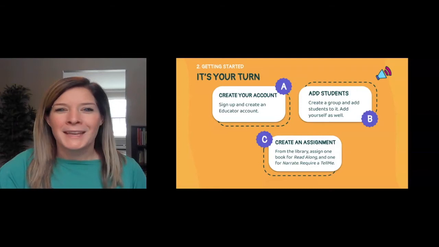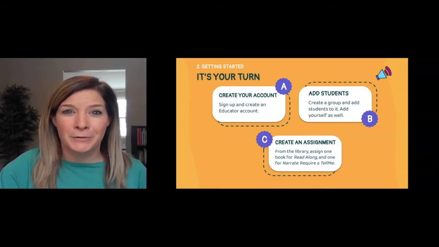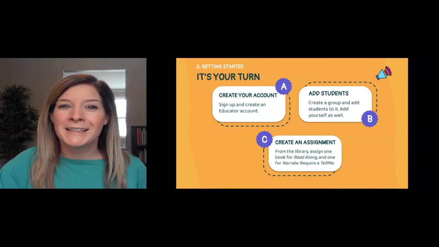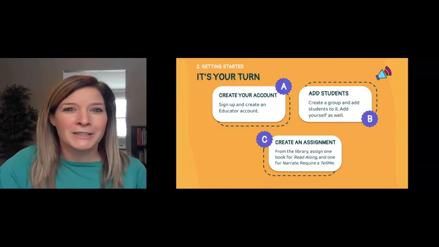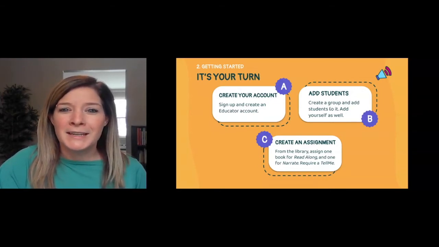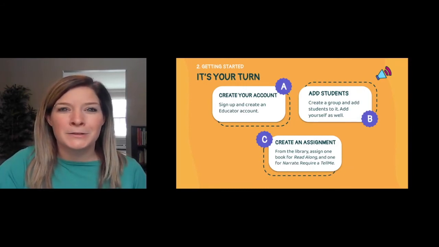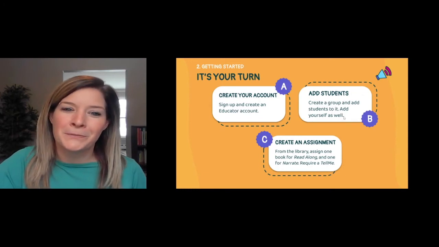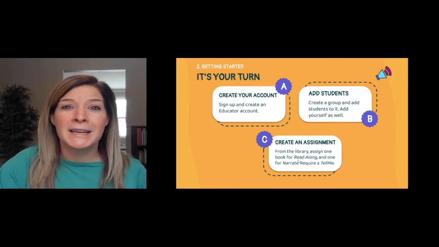It's homework time. Take out your computer or device again and log into Simbi.io. Go to the top right and click on Get Started. Then you can create your new Educator account. If you already have an account, log into your Educator account. The next step will be to add students. You're going to create your group and add students just as I showed you in the previous video. After that, go to the library and assign a read-along book and a narrate book for your group.